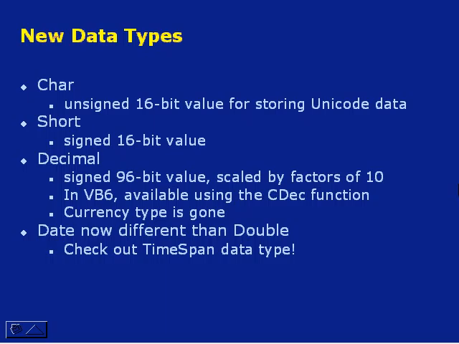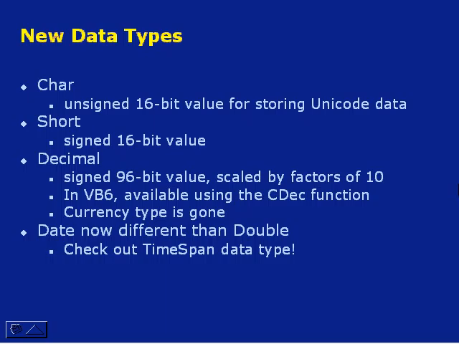VB.NET includes a number of new data types to make it fit in with the common language specification. First of all, there's a char data type. This is an unsigned 16-bit value for storing Unicode data. We didn't have any type like this in VB6, and were forced to use a string data type even if only holding a single character.